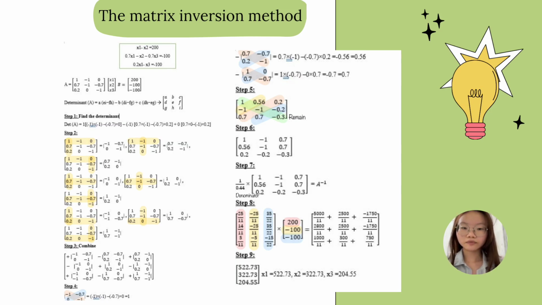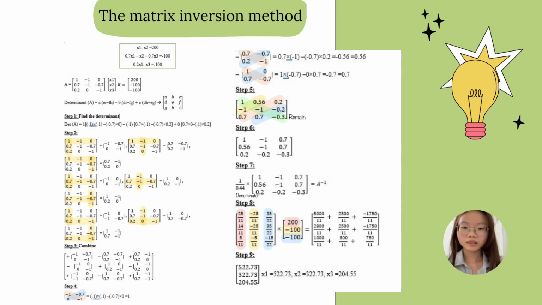Next, we will cover the first row and the second column. Then the numbers left are 0.7, -0.7, 0.2, and -1. Then we will continue with the first row and the third column, like I showed in the calculation. Moving to the third step, we just combine all the numbers that we got in step 2.